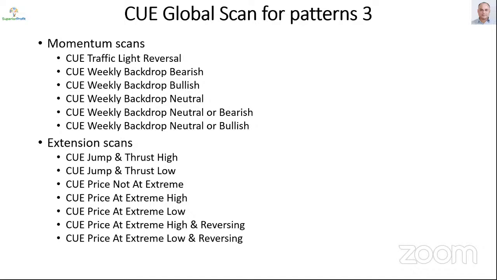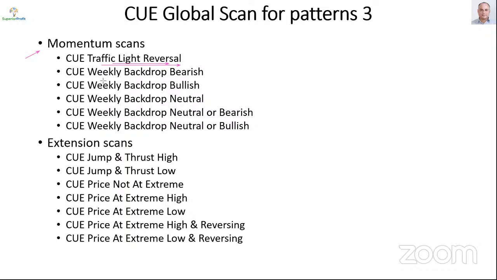Continuing with pattern scans, momentum scans, traffic light reversal. Usually traffic light color changes from red to yellow to green or green to yellow to red, it goes through yellow always. But sometimes it may have a sudden reversal from green to red or red to green. Sudden change in momentum that is caught by this scan.